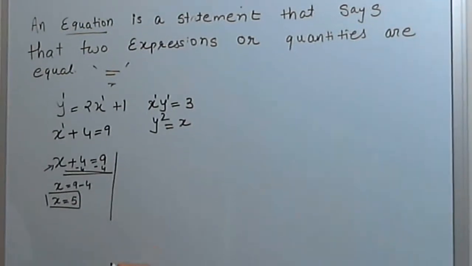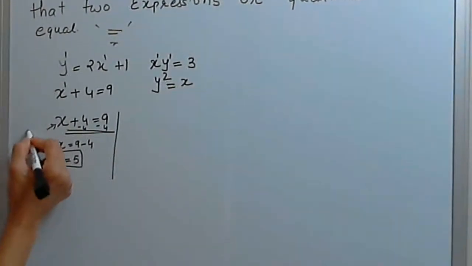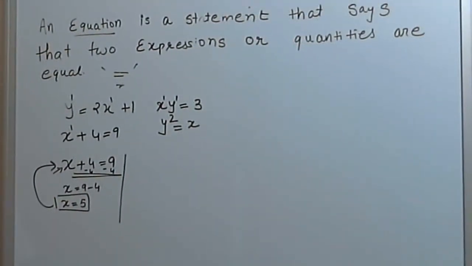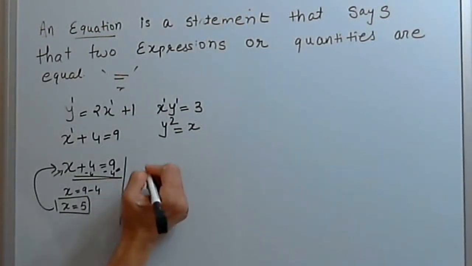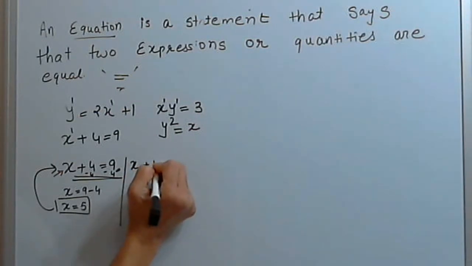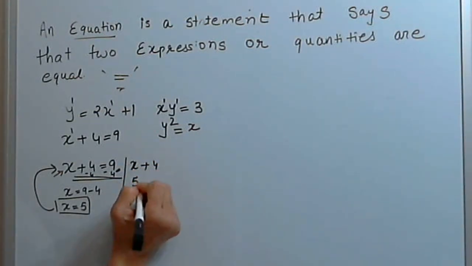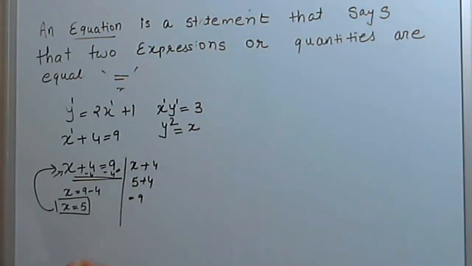Let's verify our answer. I'm just going to substitute the value of x I found into my original equation and see if I'm getting 9 or not. So x plus 4, x is 5, plus 4 equals 9. Yes, so when x equals 5, this equation is correct. Let's see one more example.